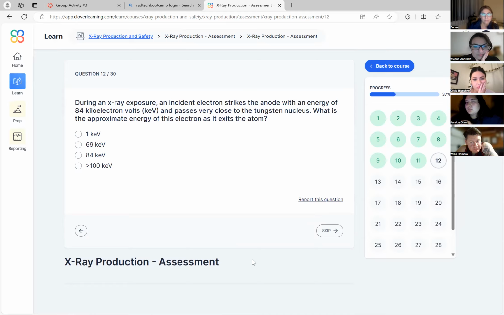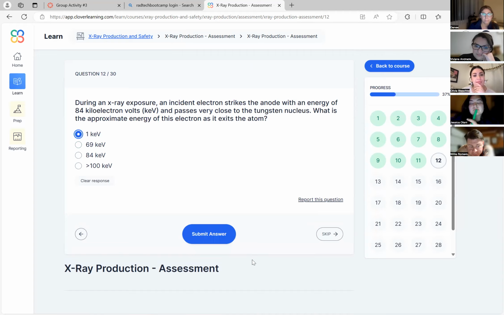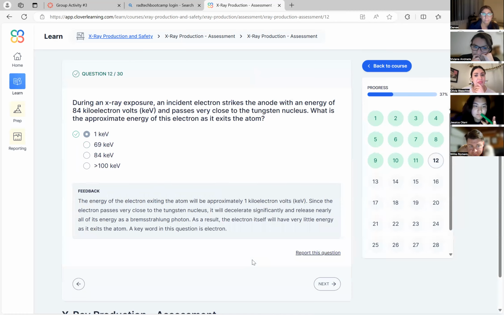I know there was one that was like when it's really close, it decelerates a lot. So I can't remember if it's 1 keV. No, it seems really low too. I don't know if you guys have this. I think you're right. I think it's 1. Yeah, I think it's 1 too. The lowest ones. Okay. There you go.